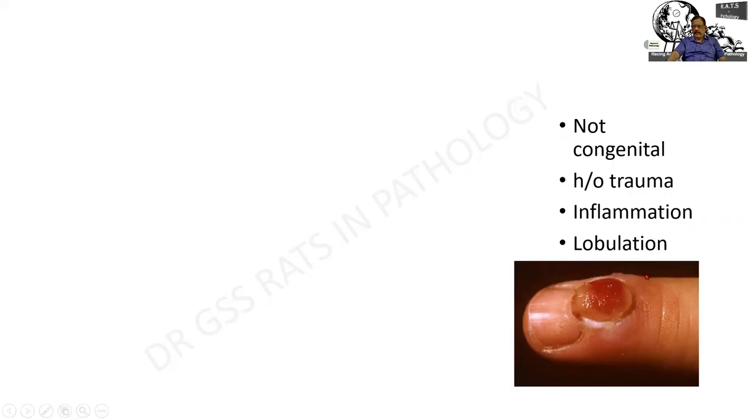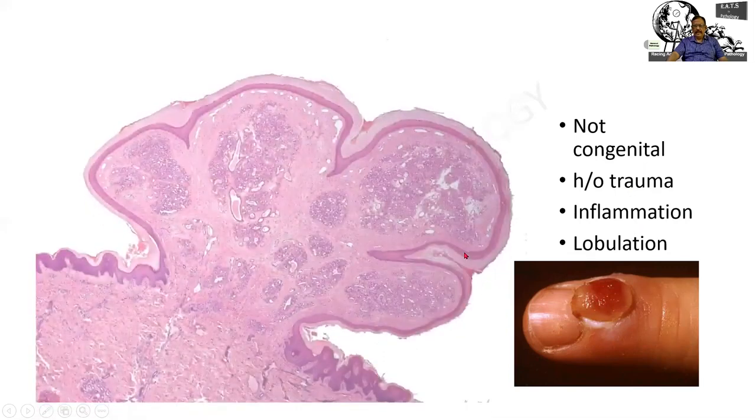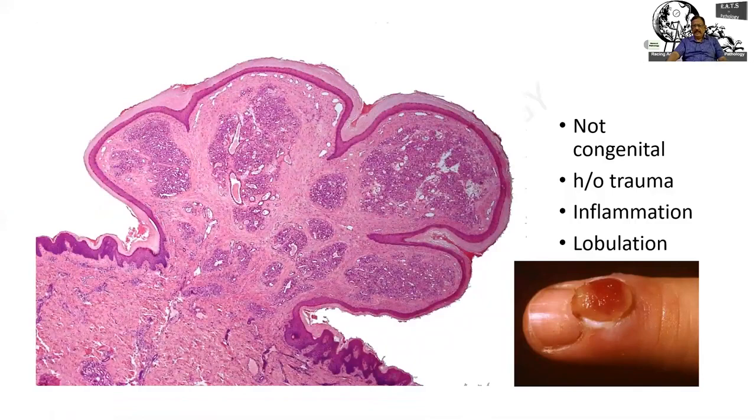And in this one, it is a middle-aged person who has come with a painful nodule over the finger. It is not congenital because the patient is a little old. And I am finding a reddish color as well as a yellowish white color that is there. He gives a history of trauma. And pain means there is inflammation. It was resected and then it was sent for histopathology.